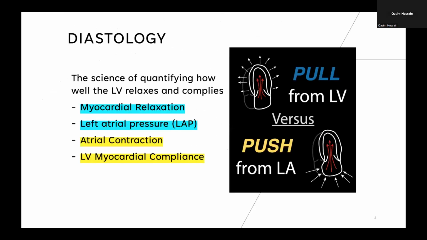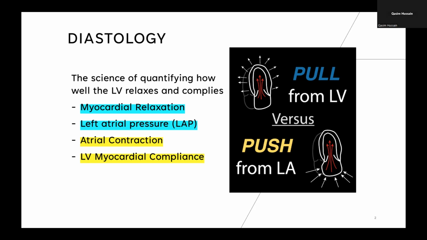But moving on, diastology. It's the science of quantifying how well the LV relaxes and complies. So it's cut into two phases, your diastolic cycle. It's the pull phase, which is dependent on your left ventricular myocardium's ability to relax, or your myocardial relaxation, as well as your left atrial pressure gradient, pulling that blood from the left atrium into the left ventricle. And then it also has a second phase, which can be conceptualized as a push phase, where your atria contract and you get that atrial kick to get the rest of the blood into the left ventricle, which is also dependent on the left ventricle myocardial compliance, or the left ventricle's ability to accept blood.